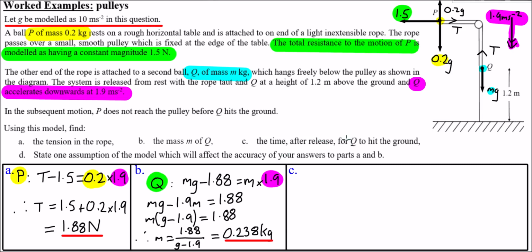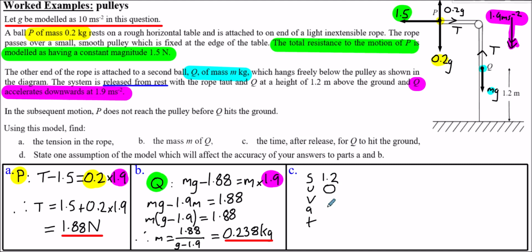Well, Q will hit the ground after 1.2 meters. Until it hits the ground, this system can be considered as having this constant acceleration of 1.9. So this is going to be a SUVAT type question. The displacement of Q until it hits the ground is going to be 1.2 from here. The initial velocity is 0 because it's released from rest. I'll highlight that as well because I didn't highlight that one. Yes, system's released from rest. So because of that, u is 0.